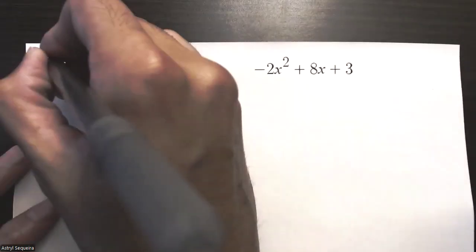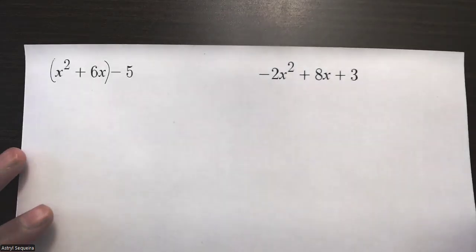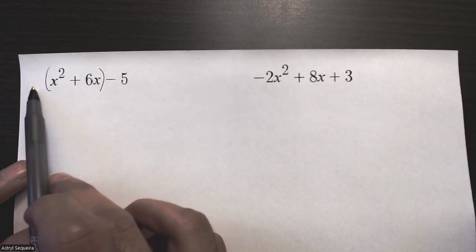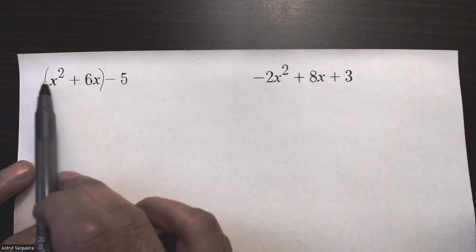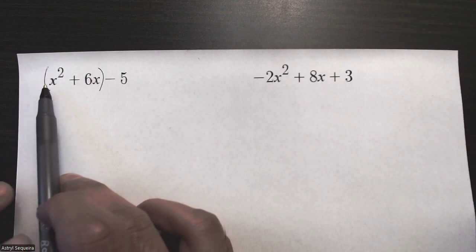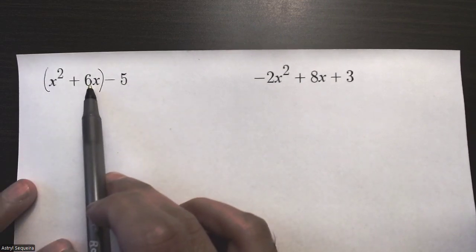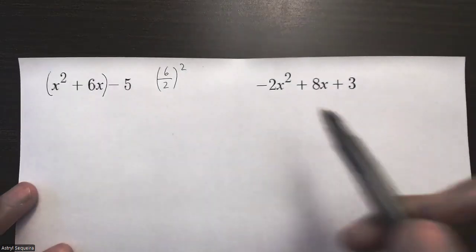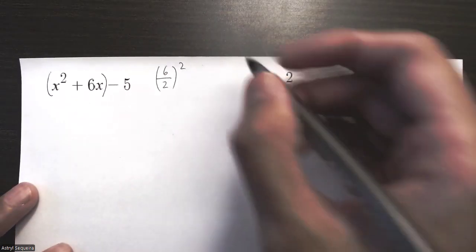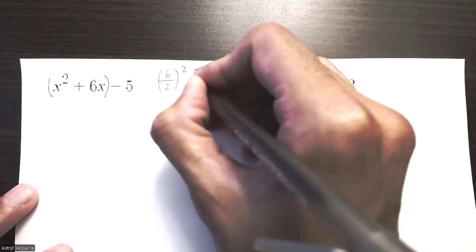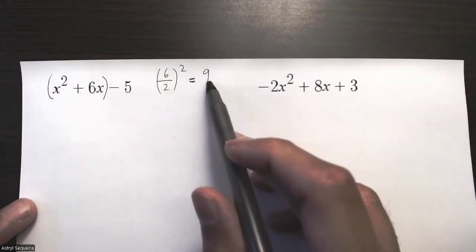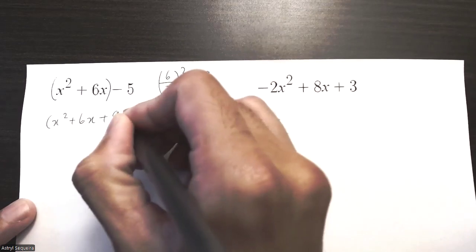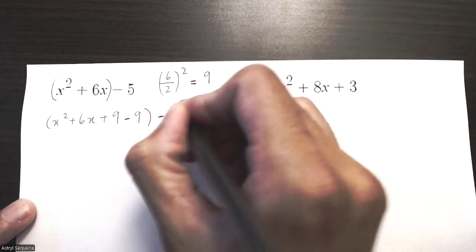The first thing I want to do is bracket my first two terms in the question. Then I want to factor out an a value if possible, but in this question, there's no a value to factor out, so I don't have to worry about that. The next thing I want to do is take this number here, divide it by 2 and square it. So 6 divided by 2 is 3, 3 squared is 9, so 9 is my magic number. You want to add and subtract your magic number inside the bracket.